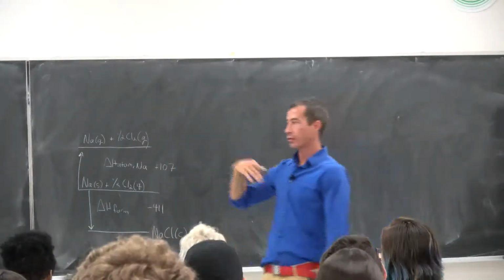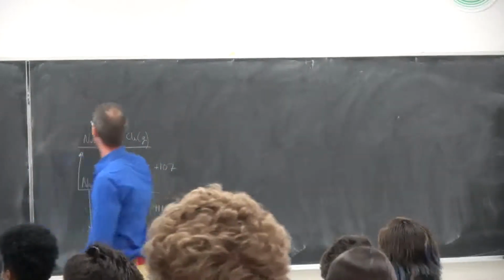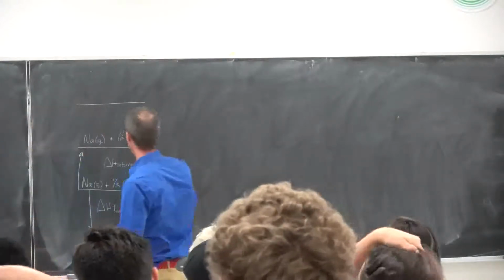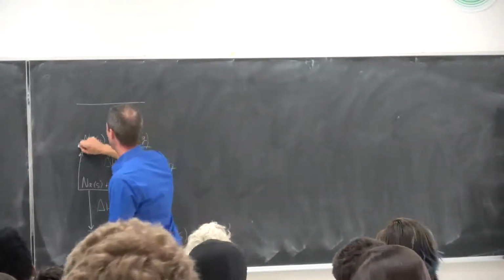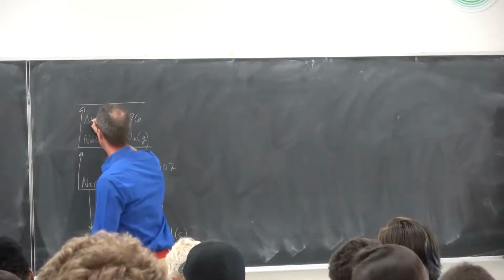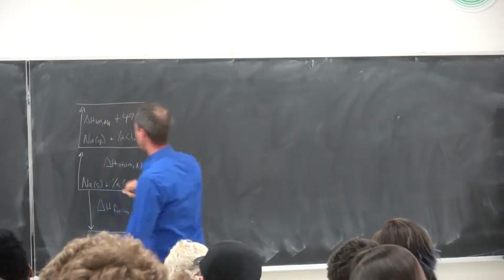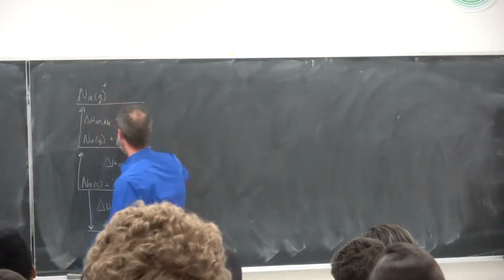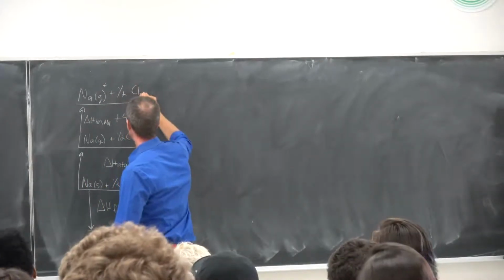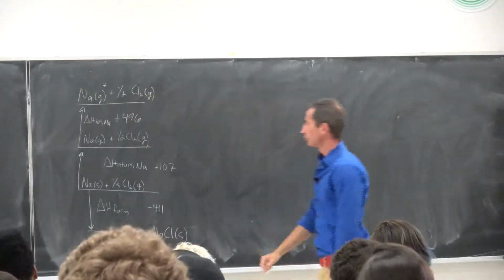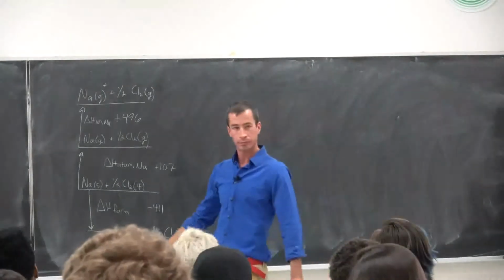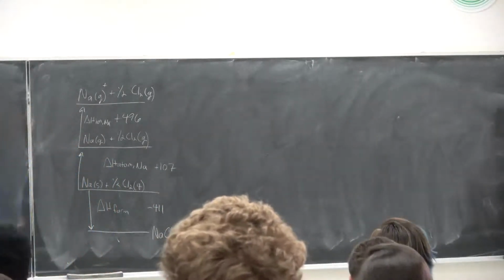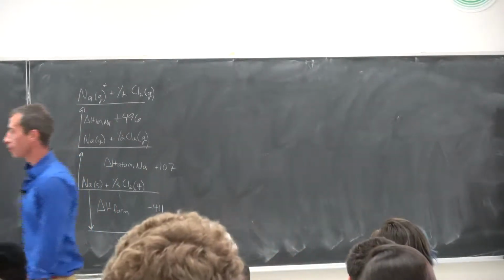Now what do you think I want to do? Remember, I want to ionize it. So ionization of sodium, positive 496. Delta H ionization sodium. So now I have Na gas plus 1/2 Cl2 gas. Okay, so I'm done with sodium. Now I've got to mess with chlorine. So same thing with chlorine. We can dissociate it.